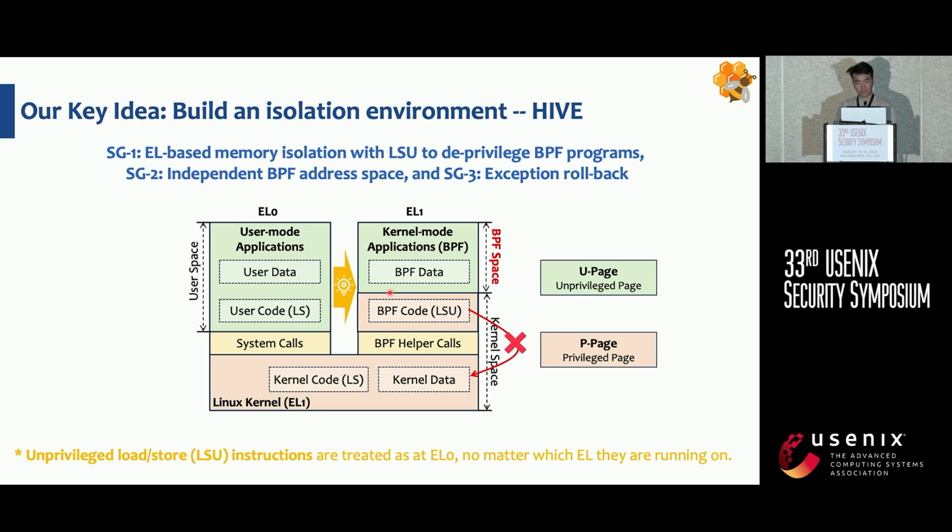So based on the user application design, our design is to deprivilege BPF programs. We leverage the unprivileged load store feature in AArch64 to provide EL-based memory isolation, because these LSU instructions are treated as at EL0, no matter which EL they are running on. After that, we add an independent BPF space for the BPF data to eliminate kernel layout information. And last, we provide the exception rollback mechanism for eBPF.